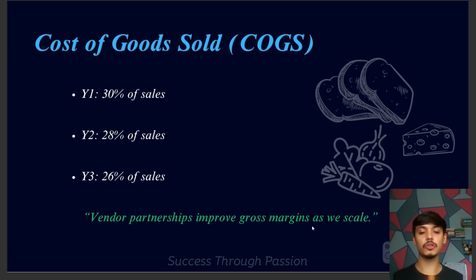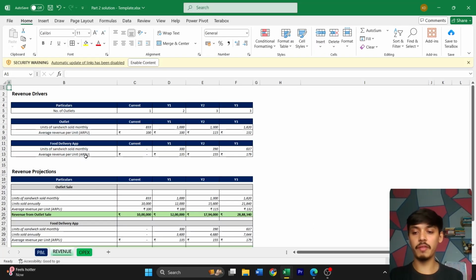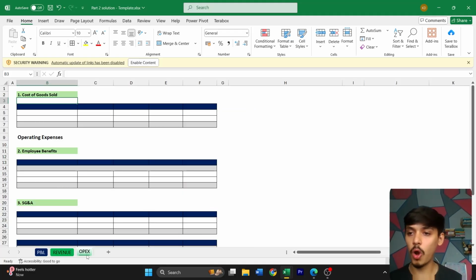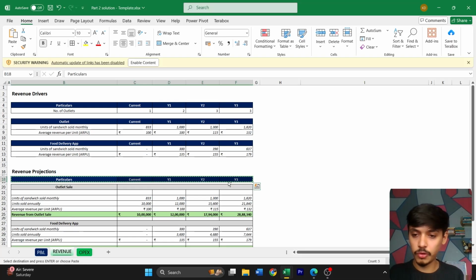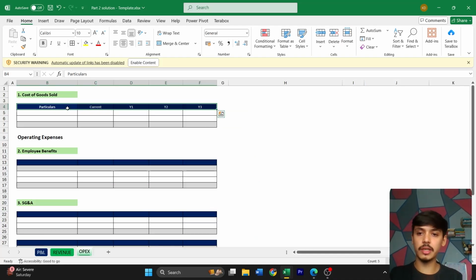So that is true. The gross margin over here is the gross profit that we will see as we project the entire 3 years: 30%, 28% and 26%. Now we will go back. So revenue is done. Now we will move to this OPEX sheet where we have COGS with us, and after COGS we will project all the operating expenses as we have the template ready with us. So we will just copy paste the entire headline headers. So we have particulars, current year, year 1, year 2, year 3.